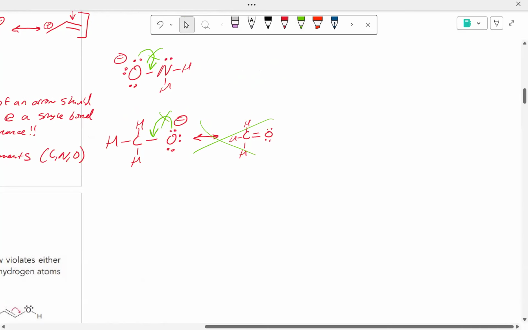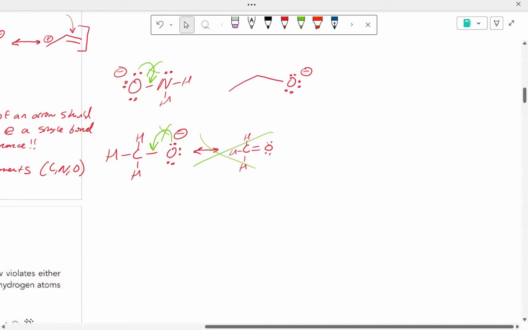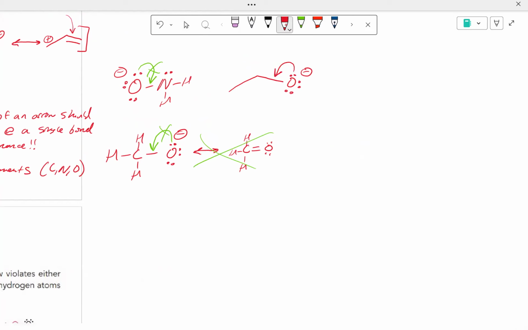Where this gets a little tricky to notice and where students make the most mistakes is when we're dealing with line angle formulas. Because you have to remember that even though you don't see the hydrogens, they're assumed to be there. So by doing this, I'm going to draw out the expanded form here. I'm going to be putting 10 electrons around that middle carbon. So I'm not going to do that. You just have to be very careful when you're dealing with line angle formulas.